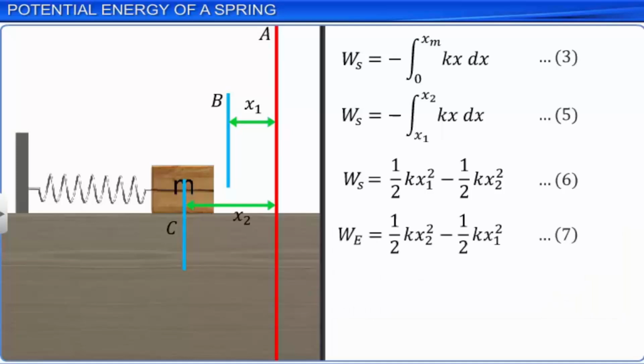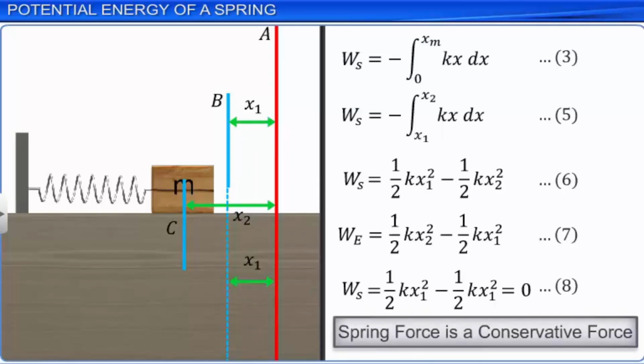Now if the spring is compressed to x2 and brought back to x1, then the work done by the spring force according to equation 7 will be half kx1 square minus half kx1 square, since the final position is the same as the initial position. Then the work done will be equal to 0 as in equation 8. This proves that the spring force is a conservative force since the work done for a closed path or round trip is 0.